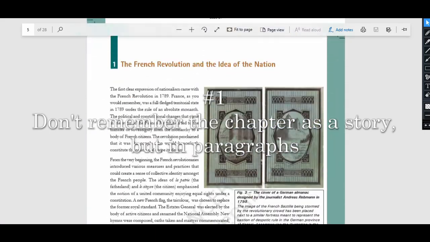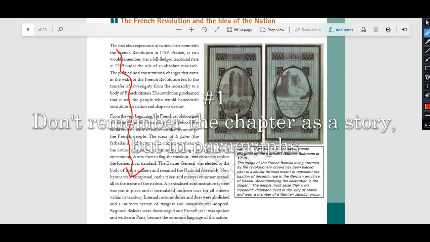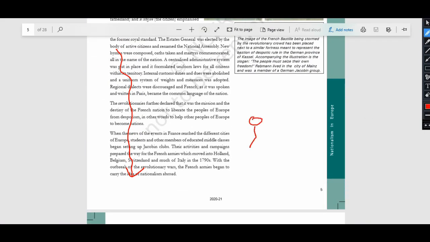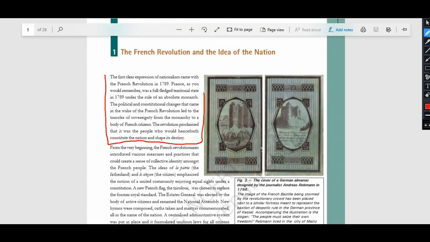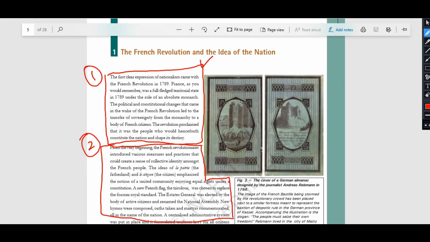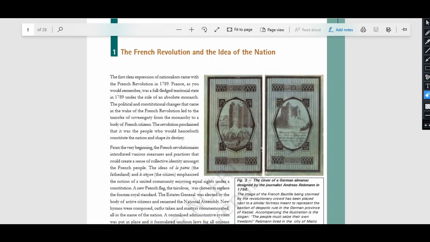So, number 1 is don't remember the chapter as a story, but in paragraphs. This first tip is particularly applicable for social science, but it will work for other subjects as well. People usually give the advice to treat each chapter as a story, but a much better approach would be to remember each paragraph of the chapter. Usually, the 5 marker questions come from the first line of each paragraph. This is why remembering each paragraph is important.